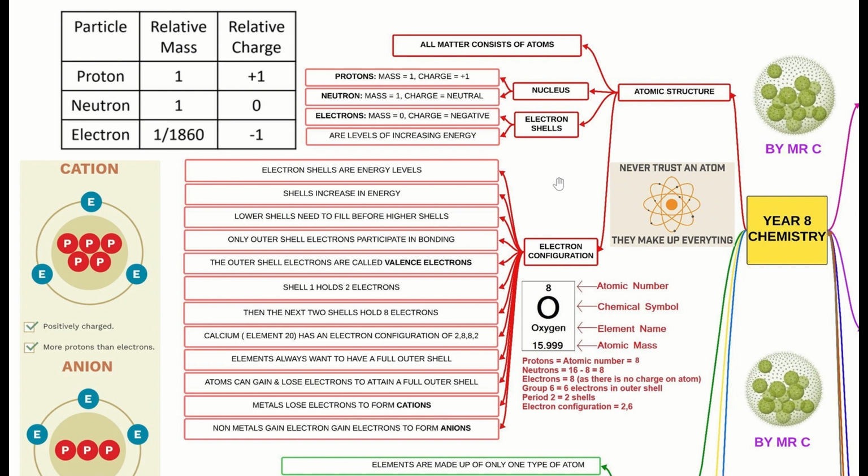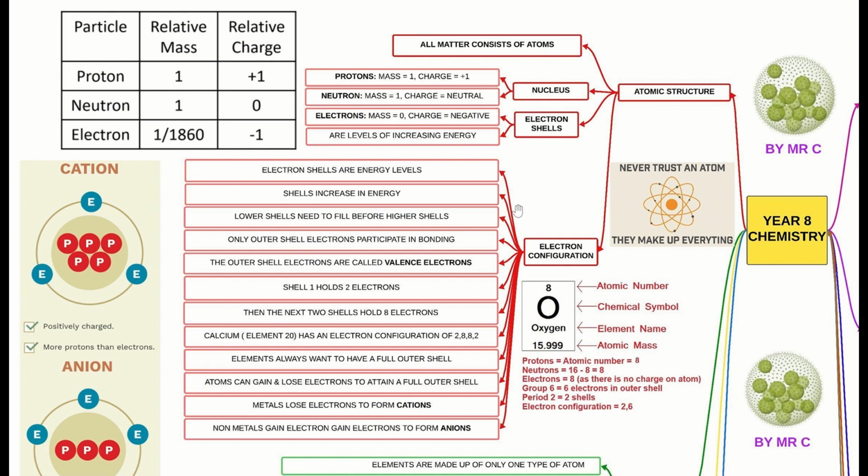Now, it's true to say that elements always want to have a full outer shell, and to this end, they can't get rid of their protons, but they can change their number of electrons. But this messes with the charge of the atom. Atoms can gain or lose electrons to attain a full outer shell. Metals generally lose electrons to form cations that are positive, and non-metals gain electrons to form anions that are negative.